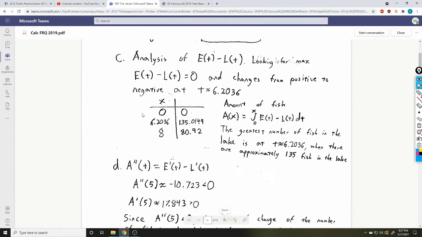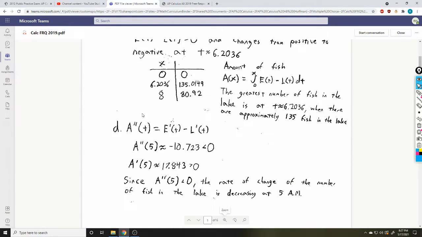And then part D, like I mentioned, this is a question about the second derivative. And that's E prime of t minus L prime of t, which is negative. So the rate of change of the number of fish is decreasing at t equals 5.